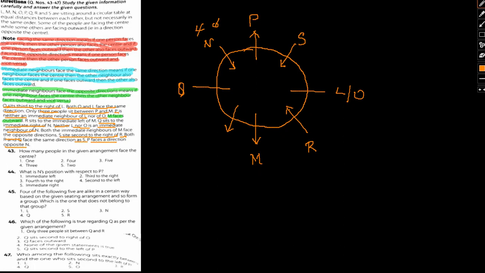So what else is given? Neither L nor O is the immediate neighbor. M's neighbors face opposite directions. What is the direction of Q? Both R and Q face the same direction as S. So Q also faces inside. Yes, Q also faces inside. We have that. Now coming to L and O, both will face outside. So which one will be which? Let's try and identify that. P is neither immediate neighbor of N. The immediate neighbors of M face opposite directions. S faces opposite direction. Right, done.